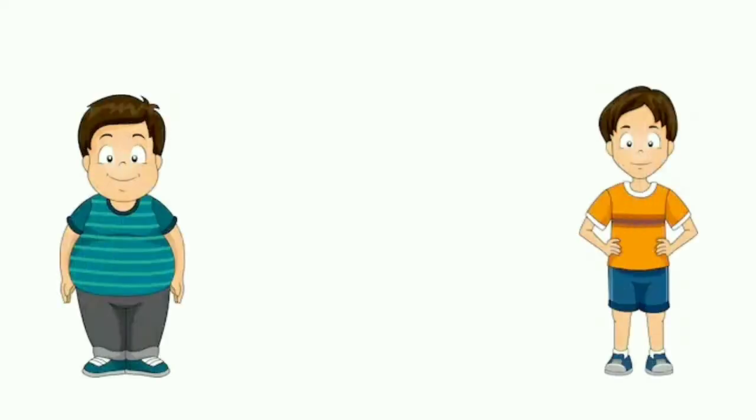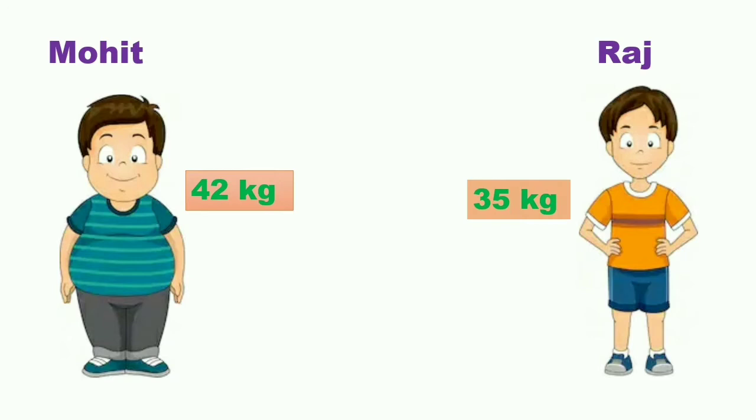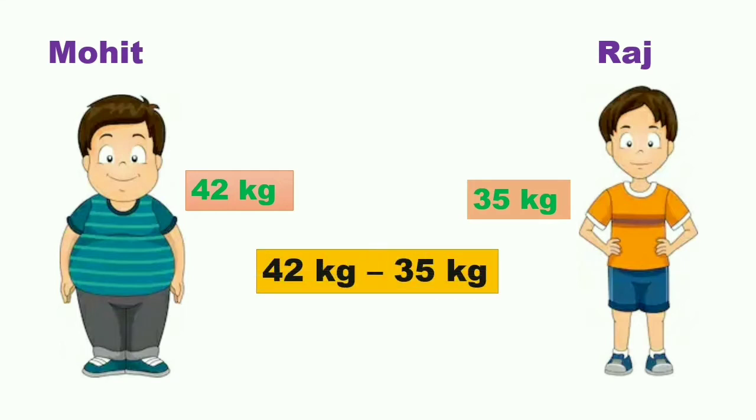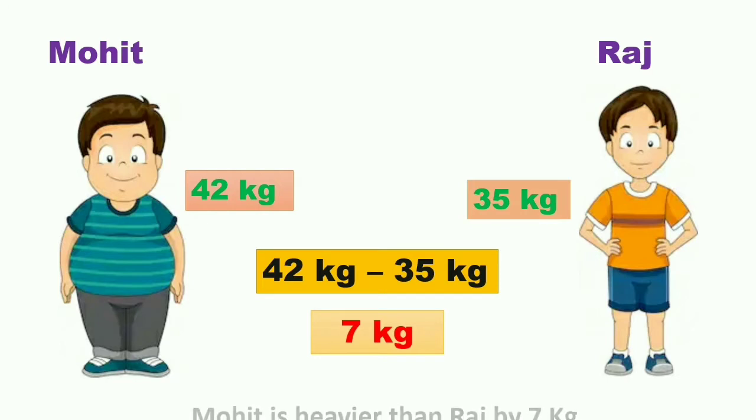We usually compare quantities and values by calculating their difference. For example, suppose the weights of two friends, Mohit and Raj, are 42 kg and 35 kg respectively. We say that Mohit is heavier than Raj by 42 kg minus 35 kg, that is 7 kg.